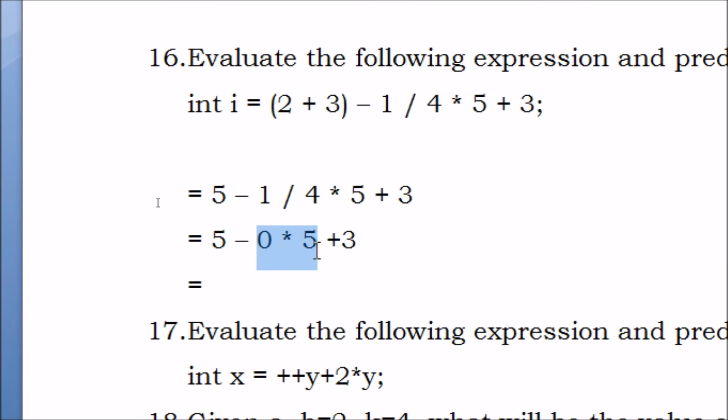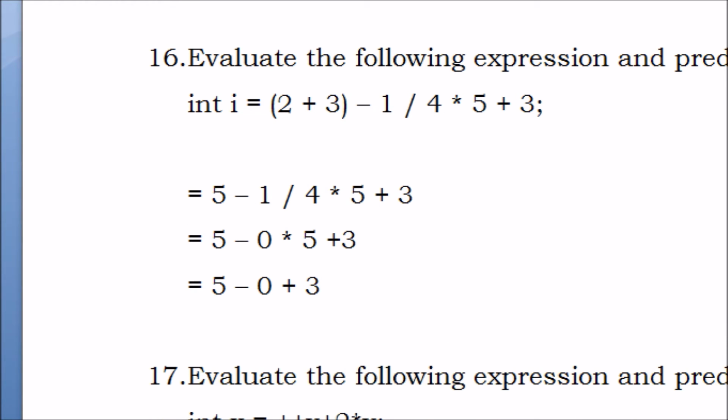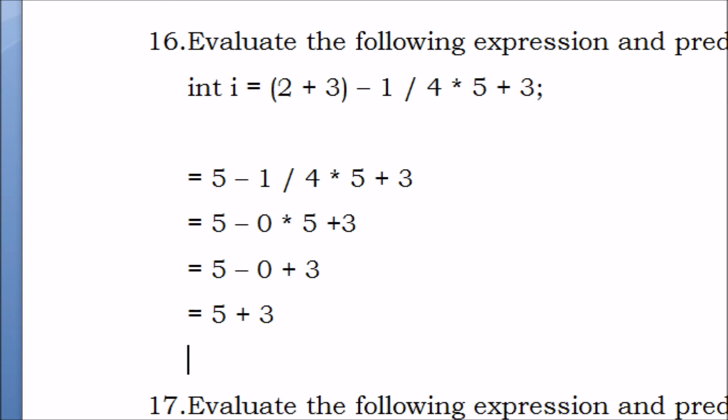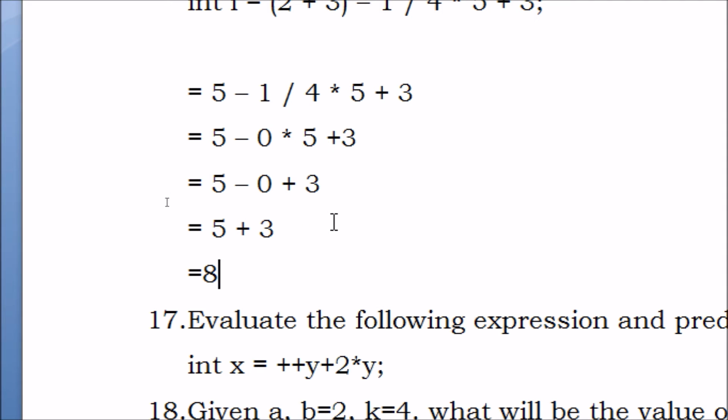this will be evaluated now, as multiplication gets the highest priority among subtraction, multiplication and plus. So what do I get here? 5 minus 0 multiplied by 5 will become 0, and plus 3, okay? Now the subtraction sign and plus sign have the same priority, so 5 minus 0 is 5 plus 3, and the ultimate result is going to be 8. So I hope it is clear to you.